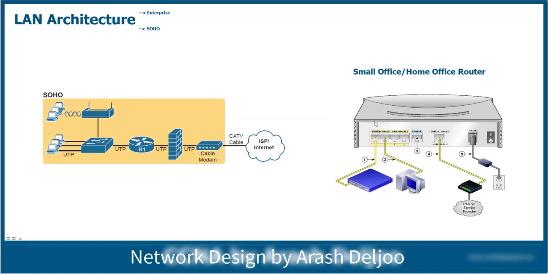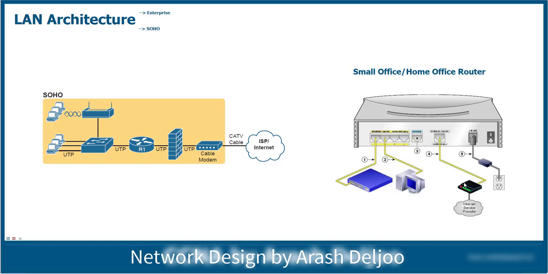This is not only a router. This is a combination of multiple devices. Let me explain the components and different parts of this small office, home office router. For example, in this device, we should connect it to the phone line or to the Cat-5 cable, according to the ISP, or internet service provider, that you have in your area.